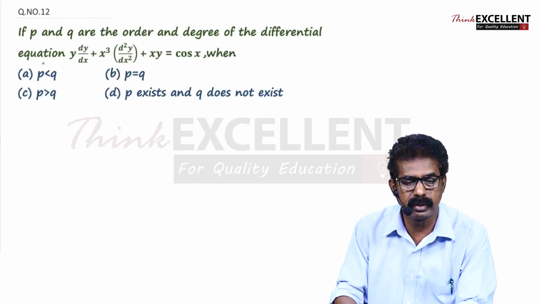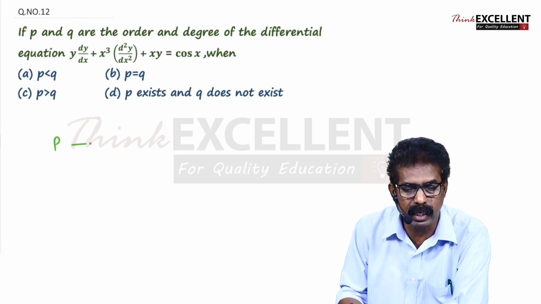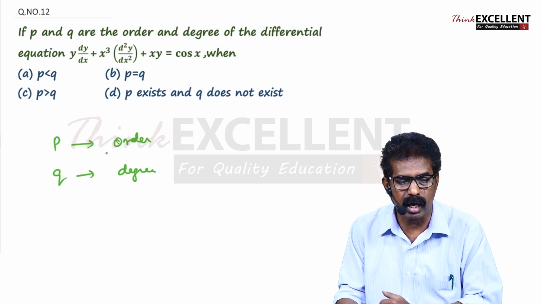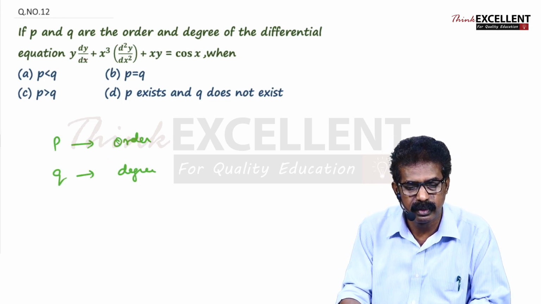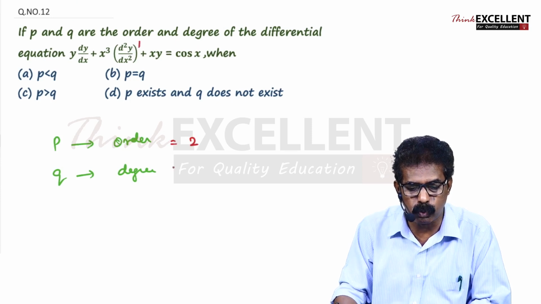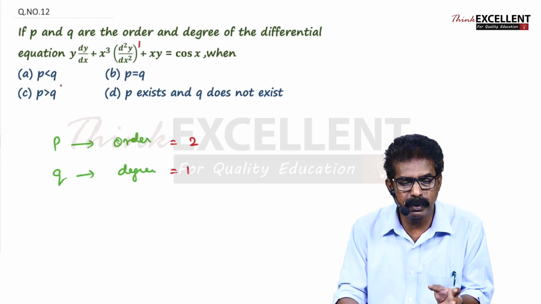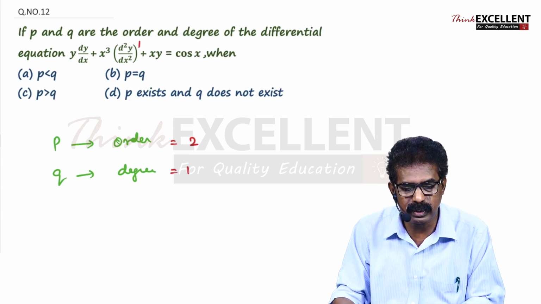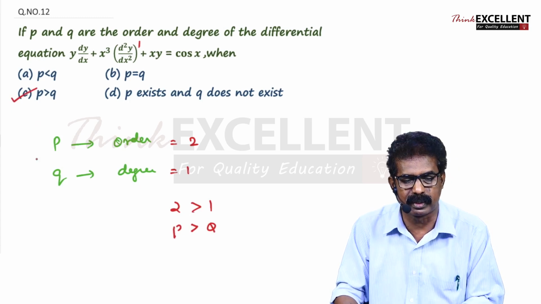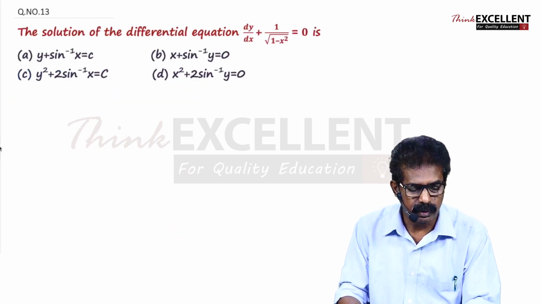Now question number 12. P and Q are order and degree: P represents the order and Q represents the degree of this differential equation. Is it in correct form? Yes, no radical sign, nothing. It is the correct form. Maximum differentiated 2 times, d square by dx square, so order is 2. Degree means its power, and its power is 1. They ask the relation between P and Q. Here 2 is greater than 1, so P is greater than Q. Yes, C is the correct answer. So, sum number 13.